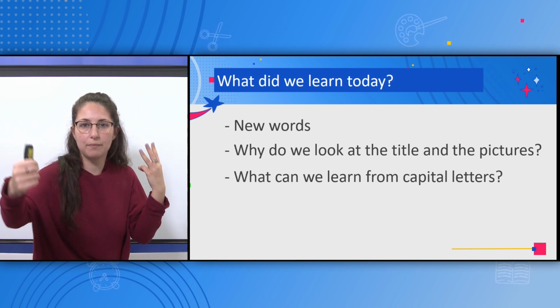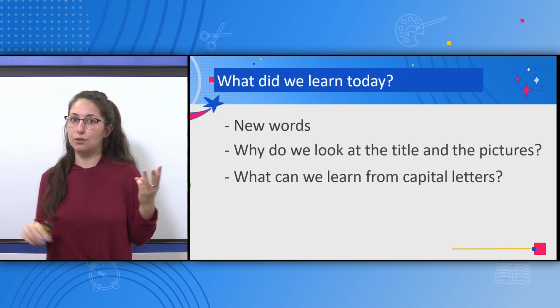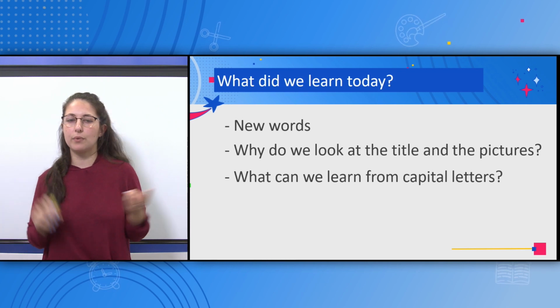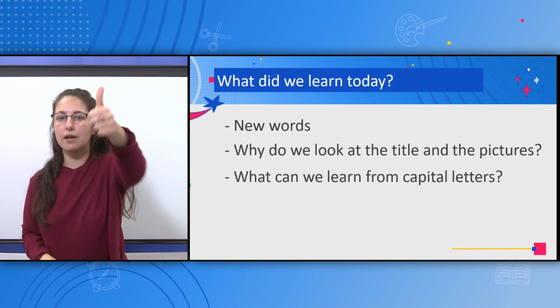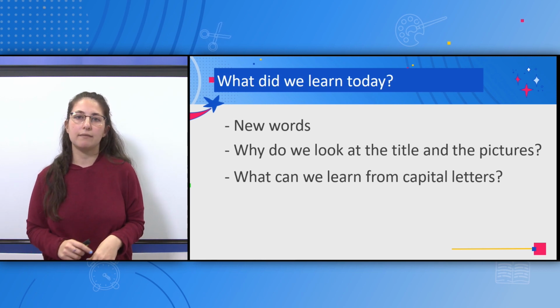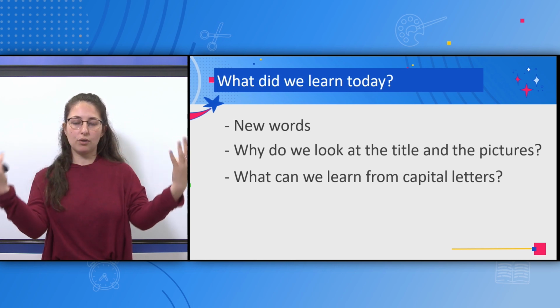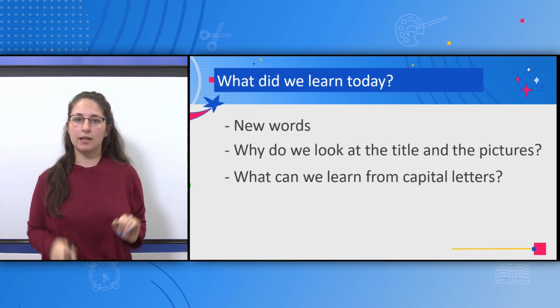Names, like name of people, a name of an animal, like if you called your dog Charlie, it will be with a capital letter. Names of months, like April, March, December, November. Names of days, like Sunday, Monday, Tuesday, they're all written with capital letters.